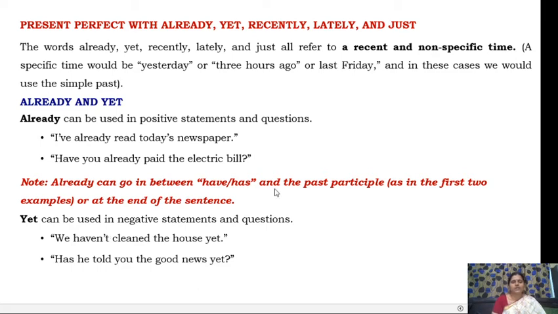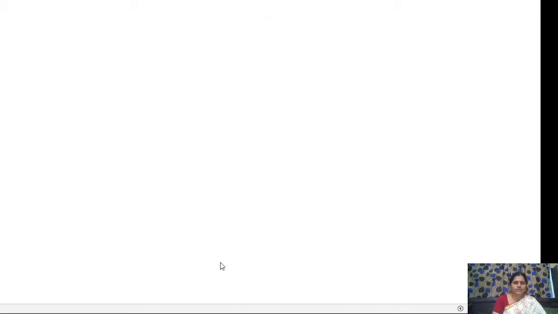"We haven't cleaned the house yet." Haven't is a negative statement. "Has he told you the good news yet?" Okay, so this is a question. So we have used it with questions and negative statements. Yet usually goes at the end of the sentence. Usually we place the word yet at the end of the sentence when it is there in the sentence.